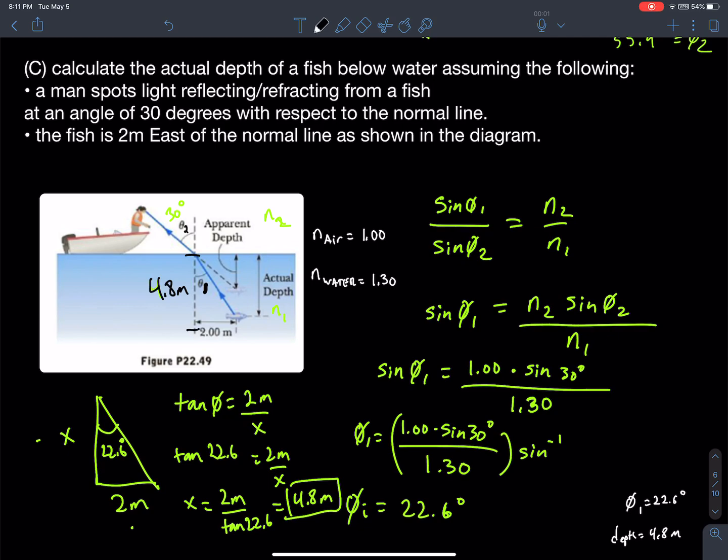Now that would be an application of Snell's law to solve something such as actual depth. That would be an extra step in a problem that you'd expect to be at a little bit of a higher level of difficulty. I'm going to do one more video of solved problems just to get you used to applying Snell's law, but that's basically it for refraction.